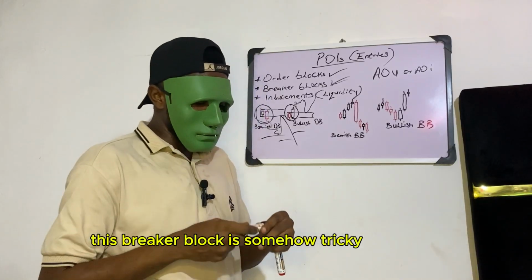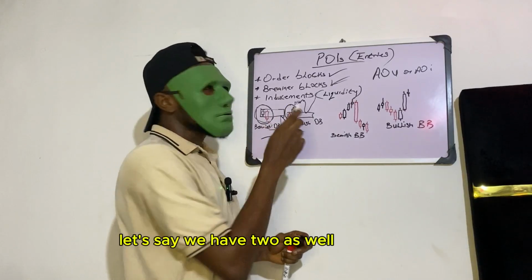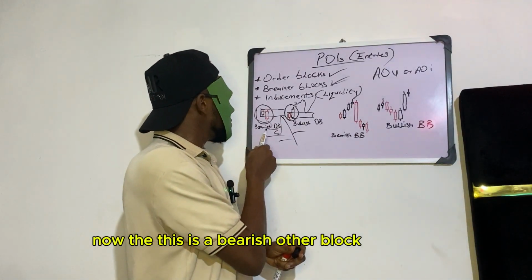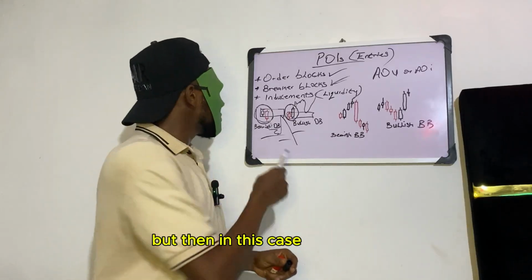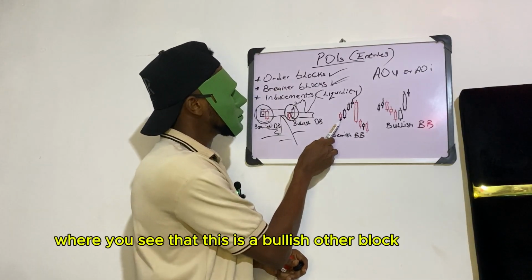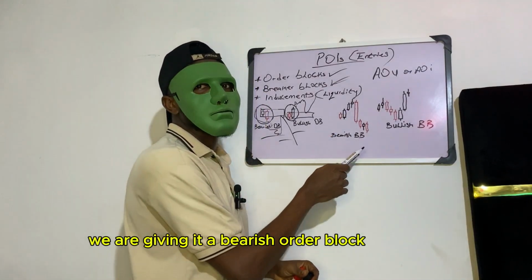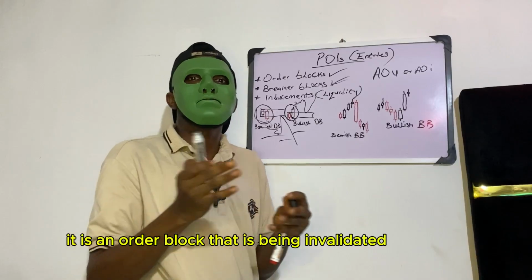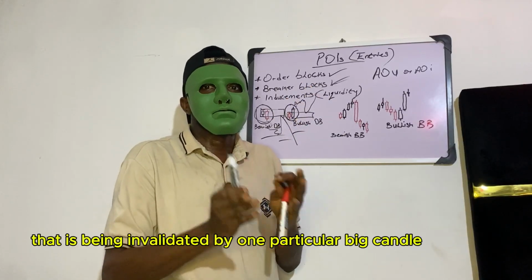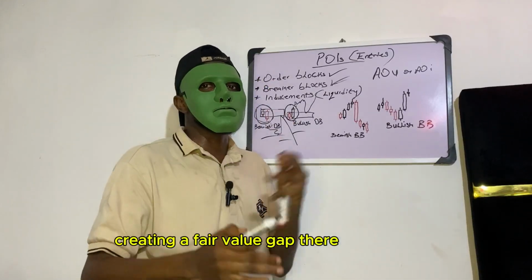Listen carefully. This breaker block is somehow tricky, but I will explain it better. Let's say we have two as well, the bearish and the bullish breaker block. Now, this is a bearish order block, but in this case we'll be calling this a bearish breaker block. You see that this is a bullish order block, but its formation, we are giving it a bearish order block. In this case, it is an order block that is being invalidated, a full order block formation being invalidated by one or two big candles, creating a fair value gap there.